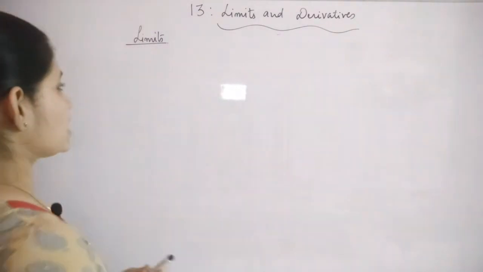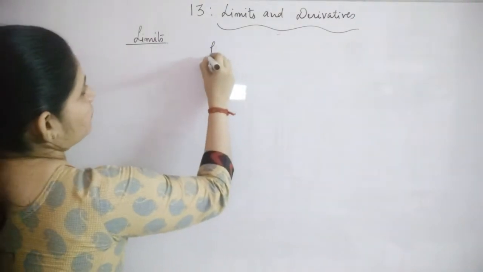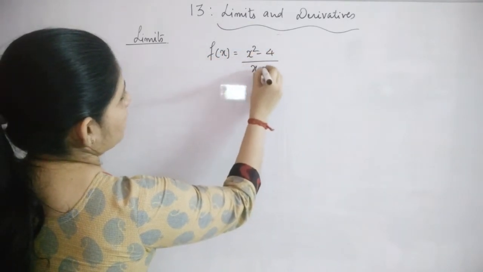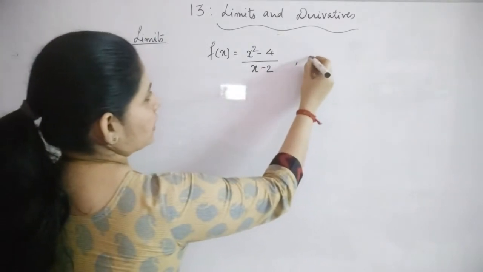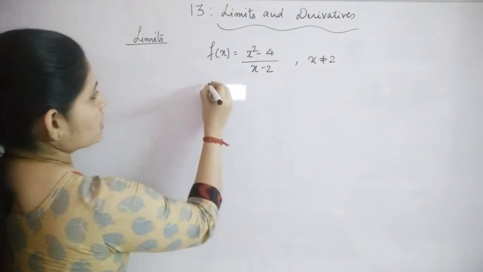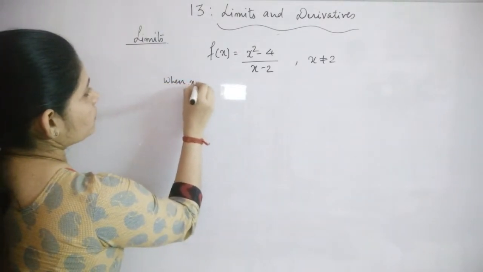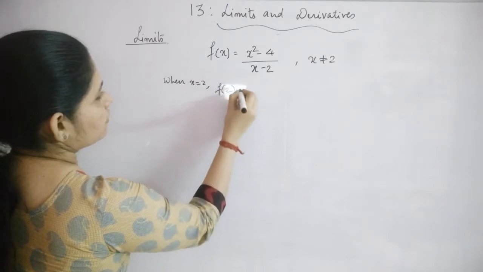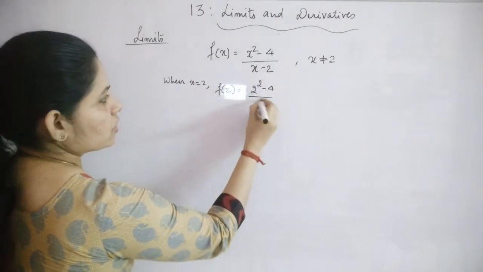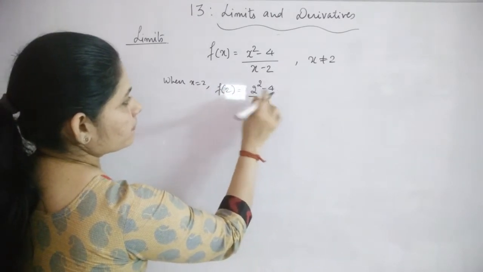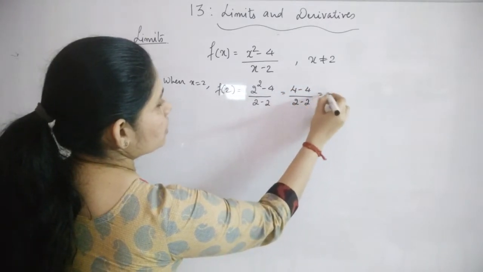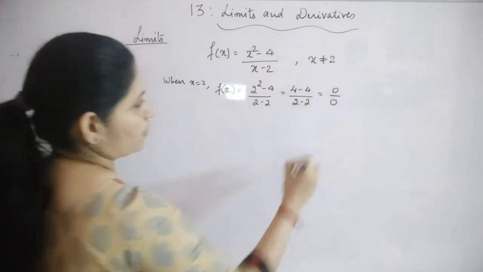Let's take an example, the function f of x to be x square minus 4 divided by x minus 2, where I am saying that x is not equal to 2. Now what will happen when x is equal to 2? So let's see, when x is equal to 2, the function becomes f of 2, which will be 2 square minus 4, that is you are replacing x with 2, divided by 2 minus 2, right? Which is equal to 4 minus 4 divided by 2 minus 2, that is 0 by 0.